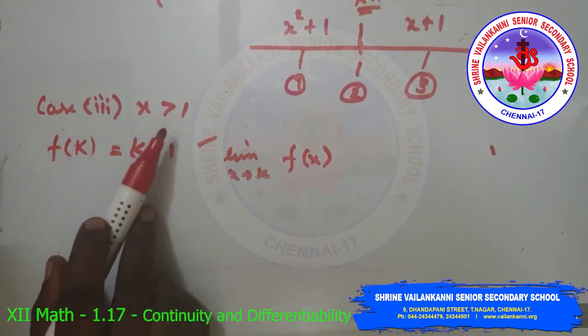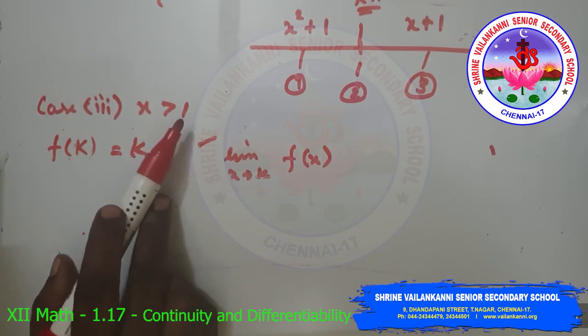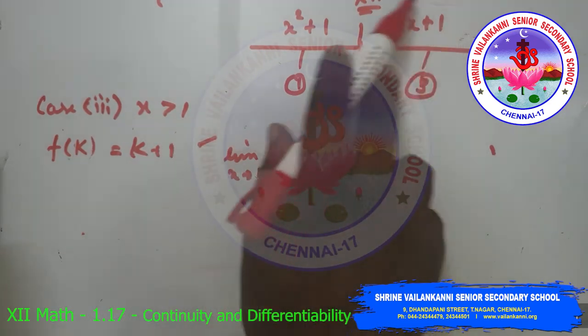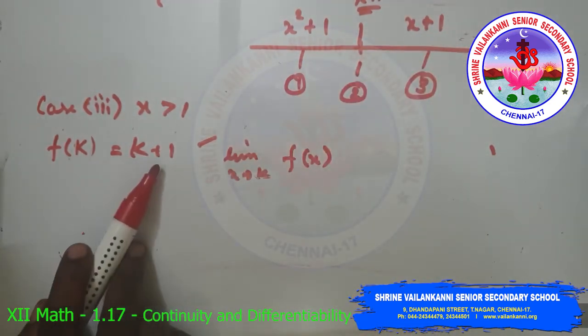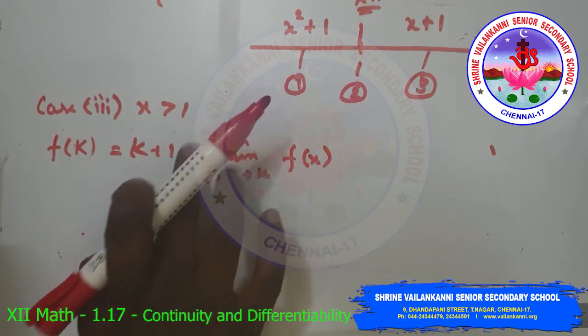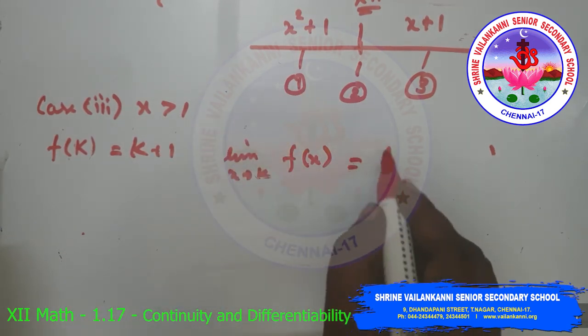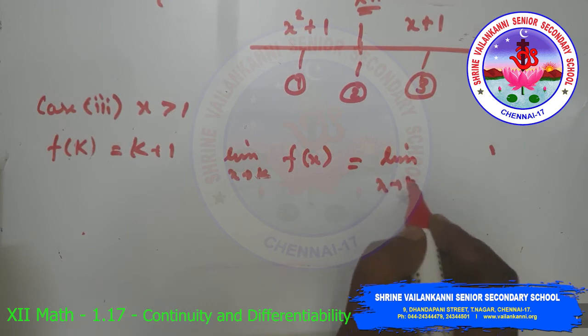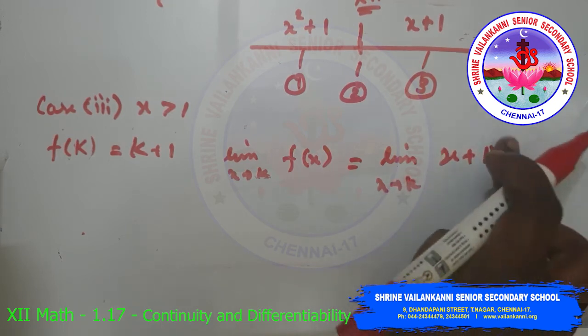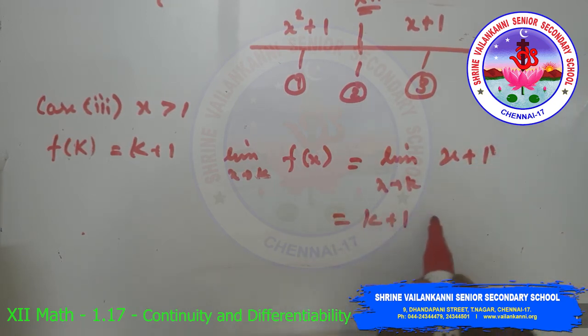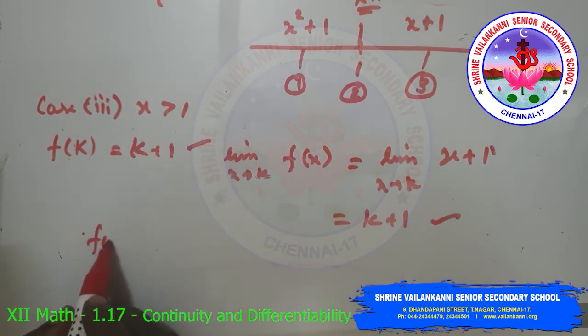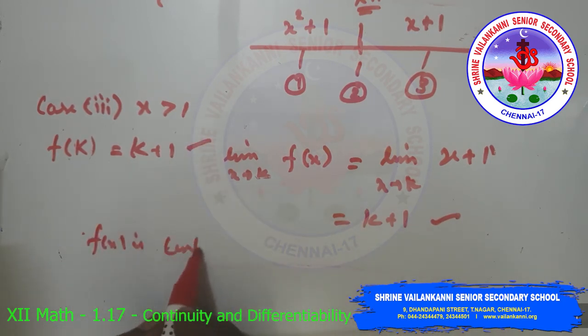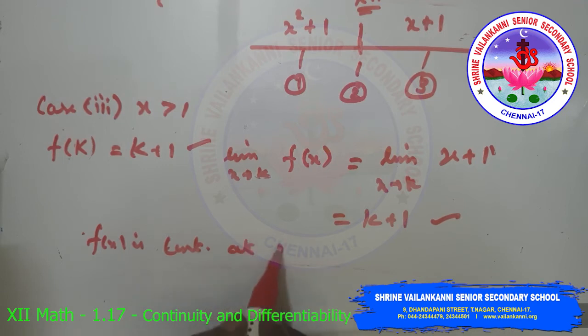So third case, when x is greater than 1. When x is greater than 1, we have f of x defined to be x plus 1. So f of k is k plus 1. So limit x tends to k, f of x is limit x tends to k, x plus 1. So we have k plus 1. So these two are equal. We can say that f of x is continuous for x greater than 1.